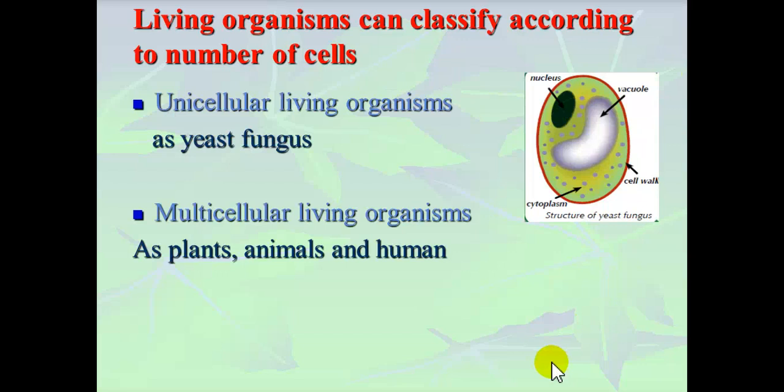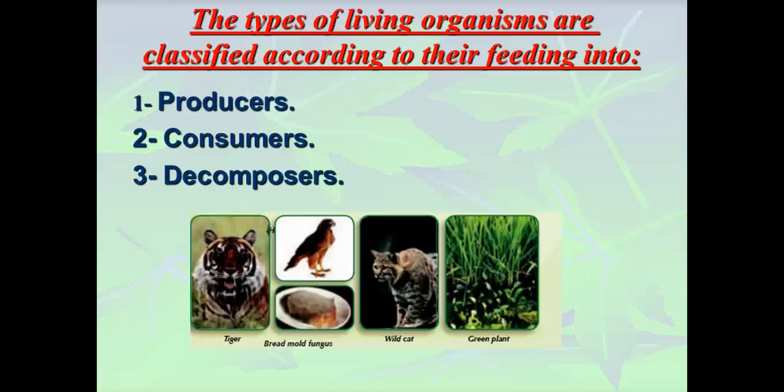The second type, multicellular living organisms, such as plants, animals, and humans. In this type, the body of the living organism consists of many cells.